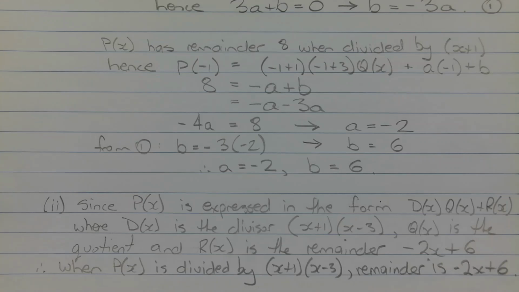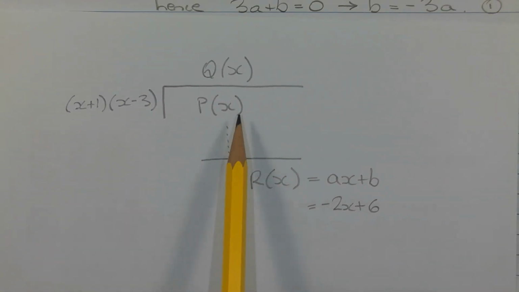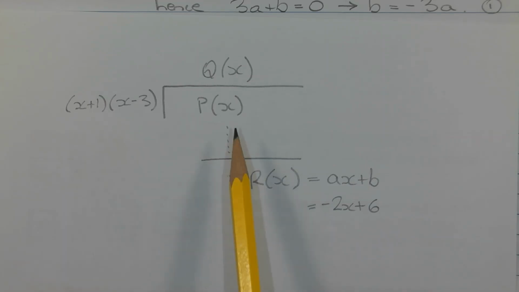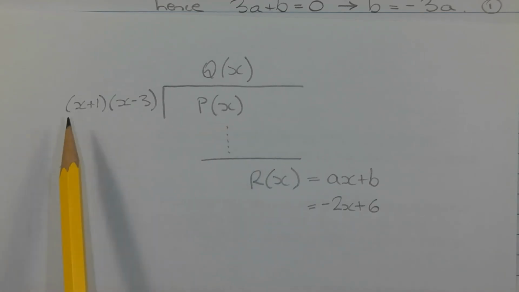Another way to look at this, if we model this using polynomial division: our P(x) is the dividend, and our divisor is (x + 1)(x - 3). Performing the polynomial long division, our quotient would be q(x), but there will be a remainder down here, which will be ax + b. In part 1, we found the value of a, which was -2, and the value of b, which is 6. Therefore, when P(x) is divided by (x + 1)(x - 3), we get the remainder -2x + 6.